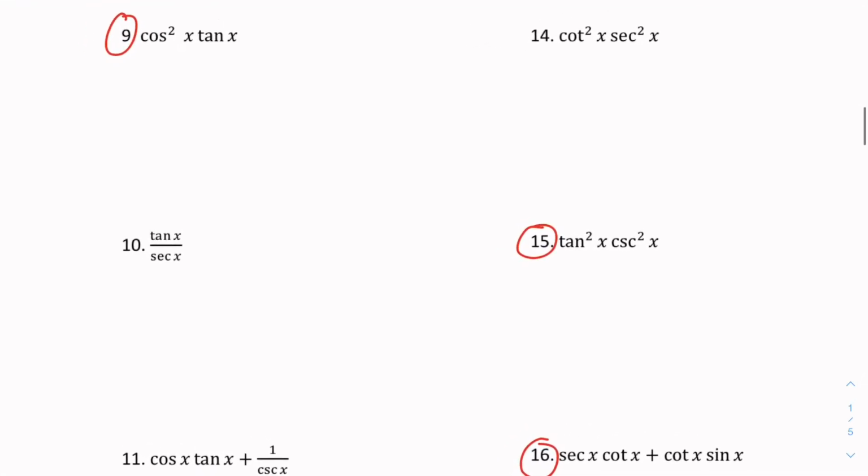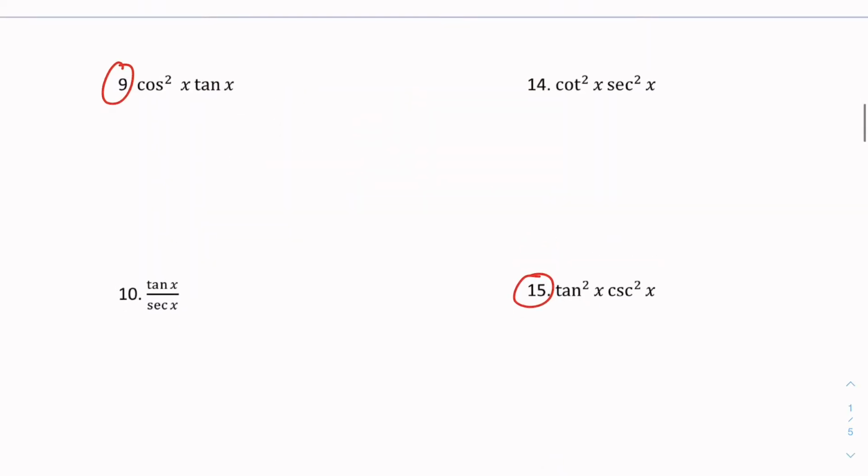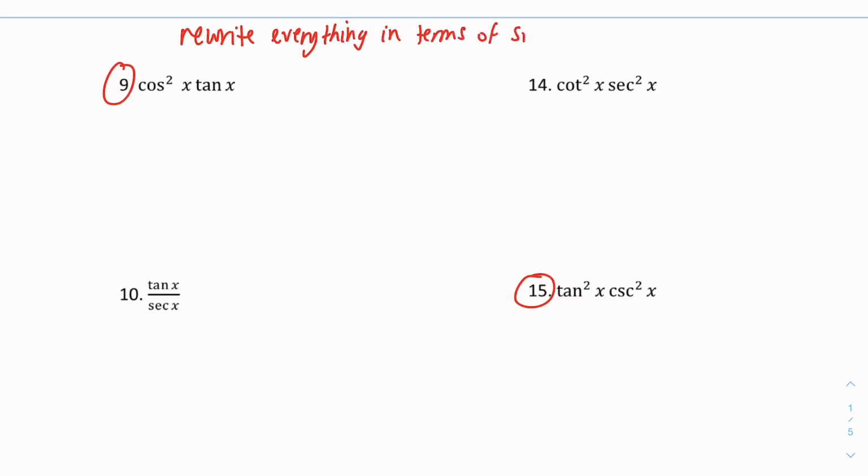So I'm going to have you start today. Number 9 says cosine squared x times tangent x, and our job is to simplify this. So from yesterday, our strategy, our winning champion's strategy, is to rewrite everything in terms of sine and cosine. So looking at number 9, I'm just going to guide you, but you're going to do the problem on your own.